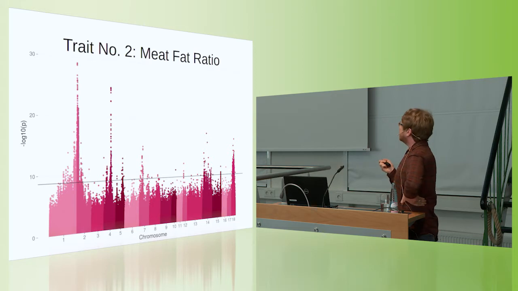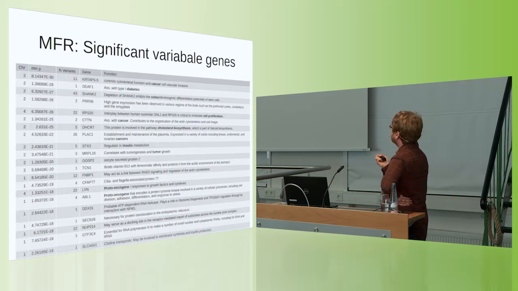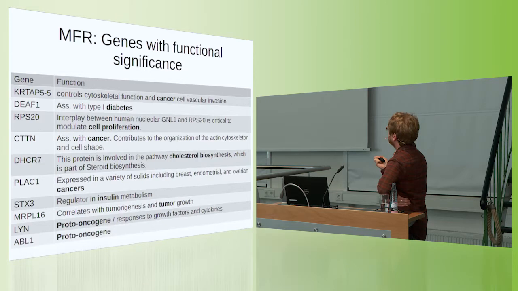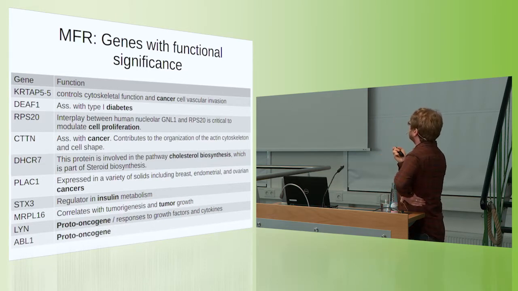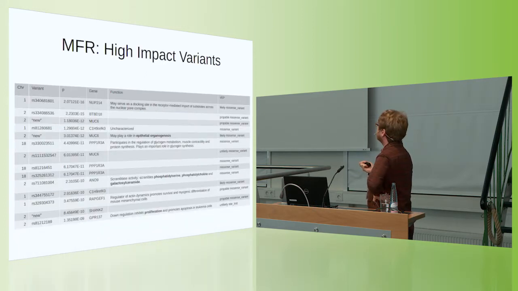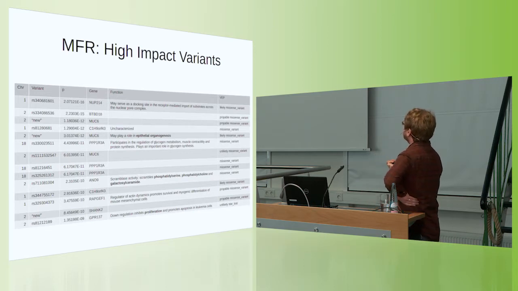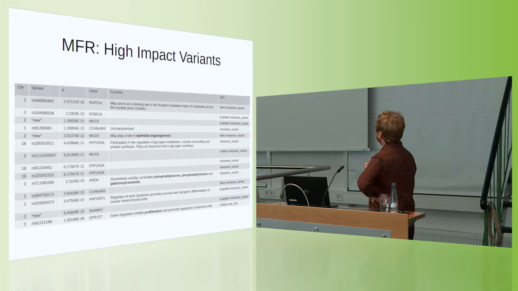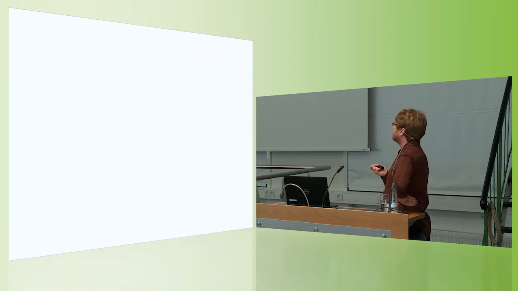The next trait I analyzed was the meat-fat ratio. We found a few QTLs, the most prominent ones on chromosome 1, 2, and 4. So we found lots of significant associated genes. The most important ones are again involved in cancer, diabetes, fat synthesis, insulin metabolism. So this also fits the phenotype. We also found some high impact variants using variant effect prediction. And most of them were missense variants, so changes in the amino acid sequence of the proteins.